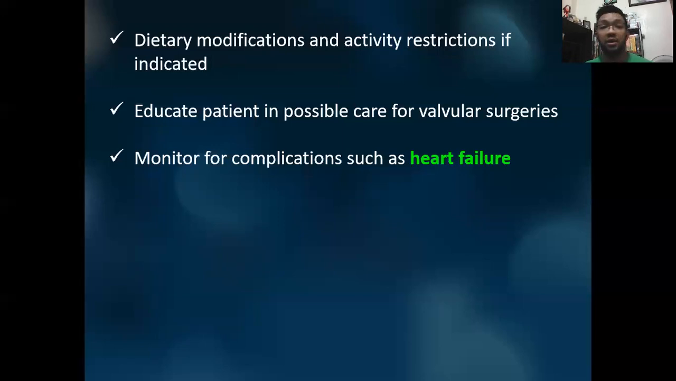And monitor for complications of heart failure. You all well know the difference between the two types of heart failure. For right-sided heart failure, signs and symptoms are systemic manifestations, while for left-sided heart failure, the manifestations are only found in the lungs. Is that clear? So that's the difference.